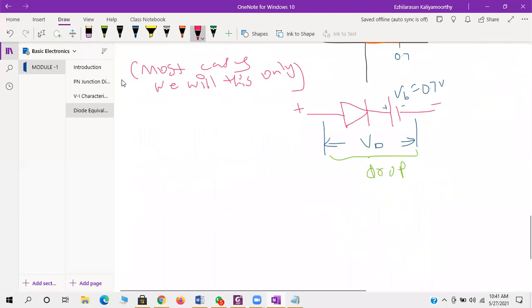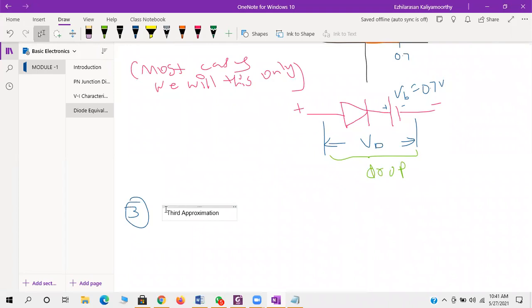Now let us study the third approximation. The third approximation is piecewise linear.